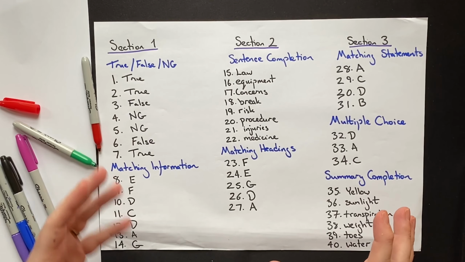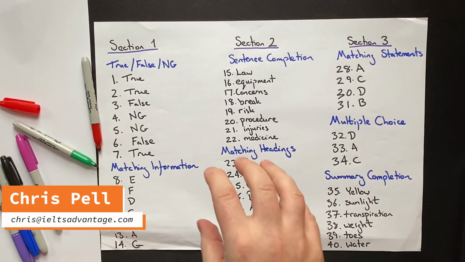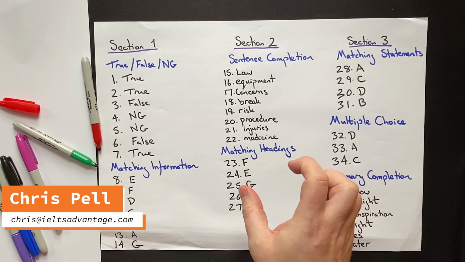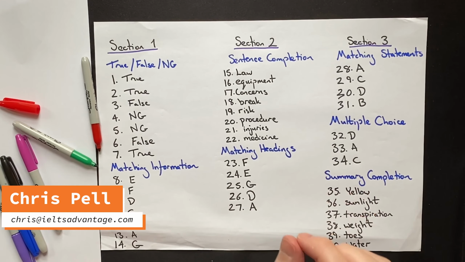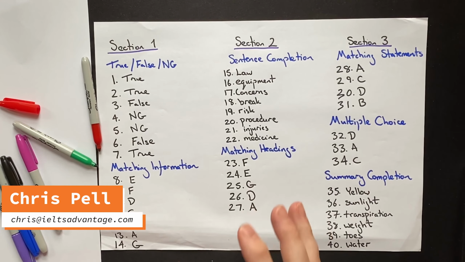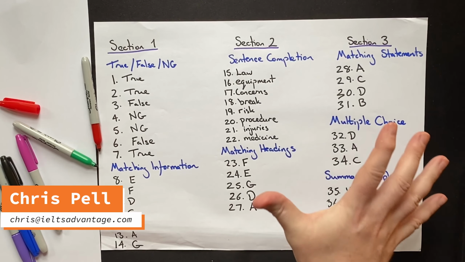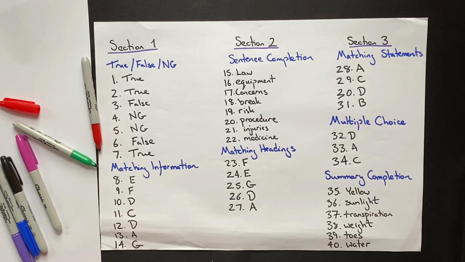At IELTS Advantage, we've helped hundreds of students get a band 9 in their IELTS reading test. And what I thought I would do today is show you a simple technique that we use to help students get a band 9 in their IELTS reading test.